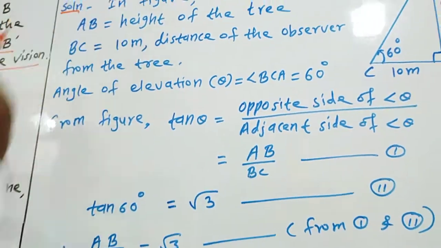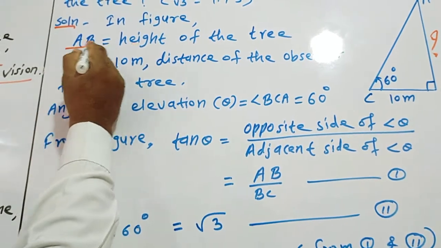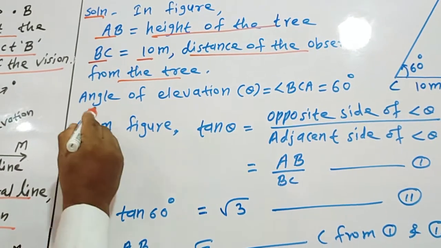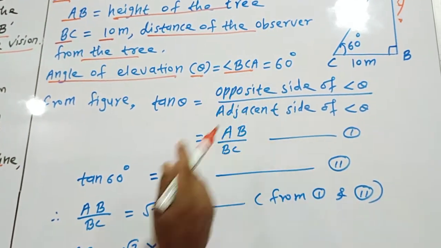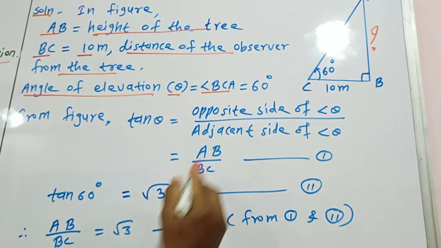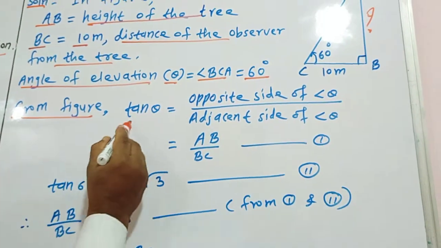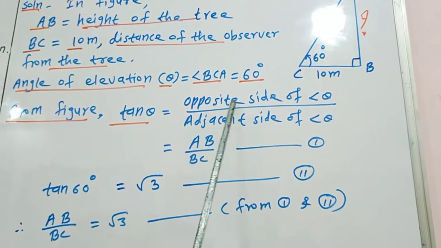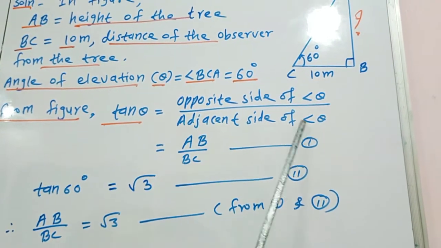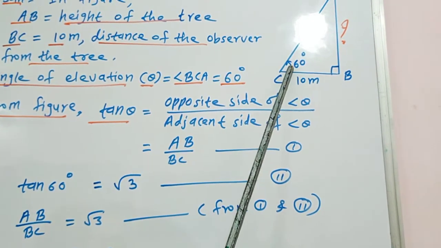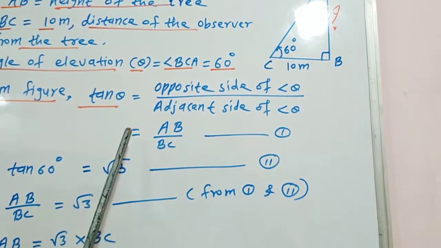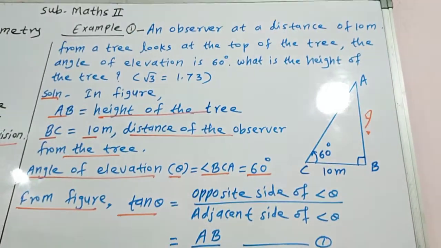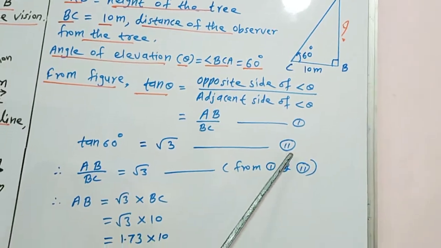Now solution. In the figure, AB is the height of the tree, BC is 10 meter, the distance of the observer from the tree, then the angle of elevation is theta, that is angle BCA is 60 degree. Then from the figure, tan theta, we know the definition, tangent or tan theta is equal to opposite side of angle theta upon adjacent side of angle theta. Now the opposite side of this theta is AB and the adjacent side is BC, so tan theta equal to AB upon BC, equation number 1. Now theta is given 60 degree, therefore tan 60 from the table is root 3, give it number 2.